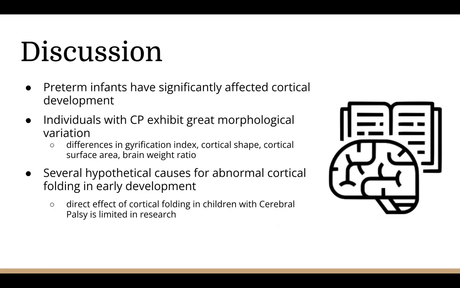From these studies, we see that preterm infants have significantly affected cortical development. Due to the high percentage of individuals with CP born prematurely, we also see that these individuals exhibit great morphological variation. These deviations from the typical brain include decreased gyrification index, cortical surface area, and brain weight ratio. There are several hypothetical causes for abnormal cortical folding in development. However, the direct effect of cortical folding in children with CP is limited in both its data and research.